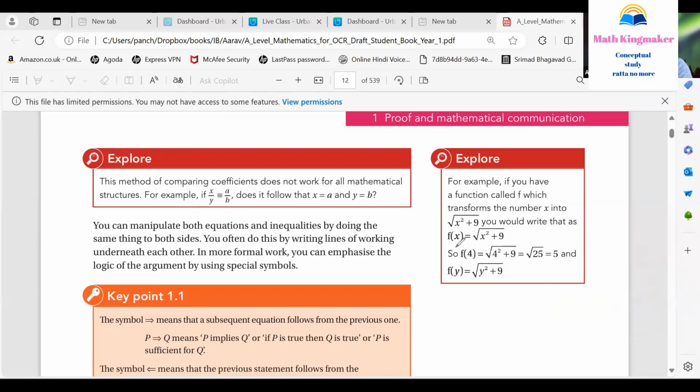You write f(x) equal to x square plus 9. So you know the functions, how to write it? f(4): you need to replace x with 4. So 4 square plus 9 is 25, root is 5. If you are to write f(y), you just have to replace x with y. So that is a simple practice to find the function's value at any point.